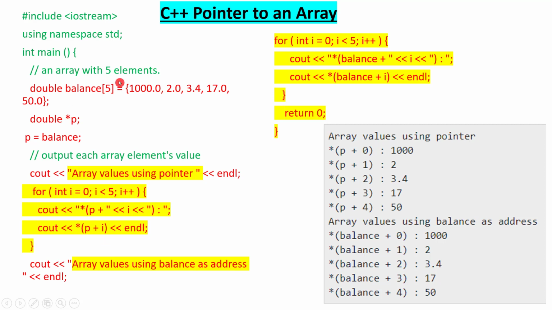So star p will give the first stored value, right? So 1000. Next one, 2, 3.4, 17, 50 will be executed using these statements. And then we have the array values using the balance as address in line. Then the same thing is repeated. The only thing is that as p is equal to balance, they use both p and balance interchangeably. So both are displayed as such.